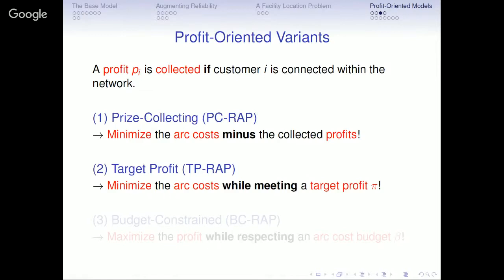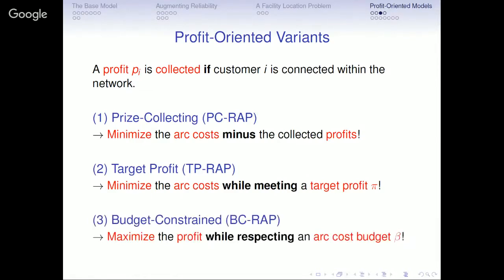And we want to minimize our expenses on the network. And the third one is kind of contrary. It says there is a budget that we have, a budget for laying the network, but we want to maximize the profit, the overall profit that we get by collecting the customers, while not spending more than we have been given.